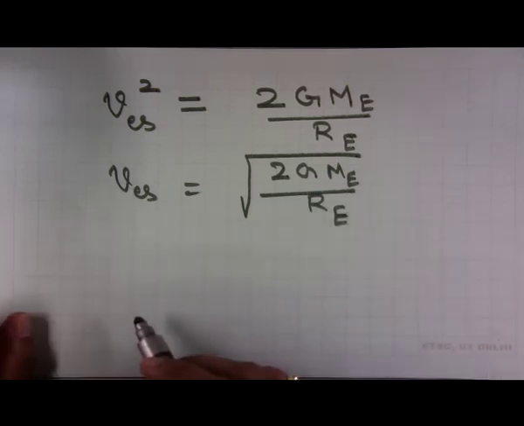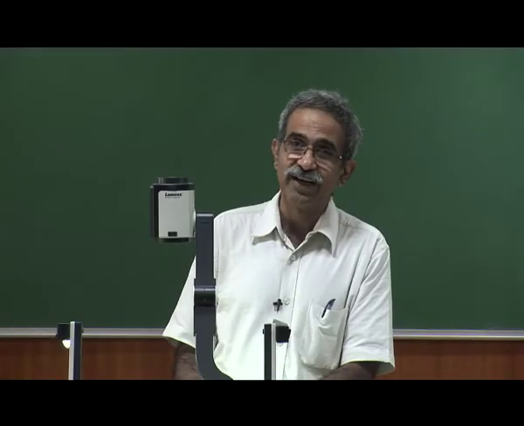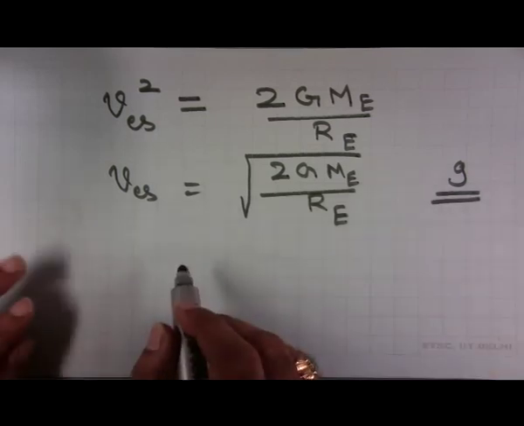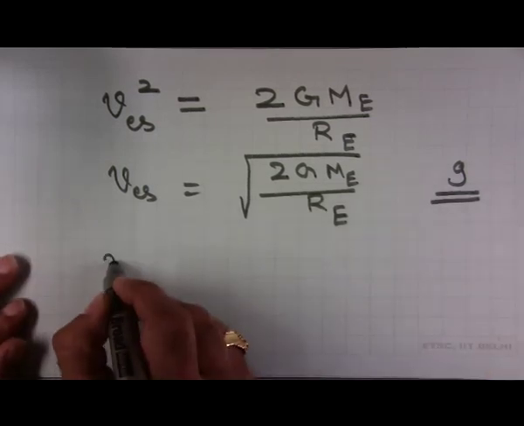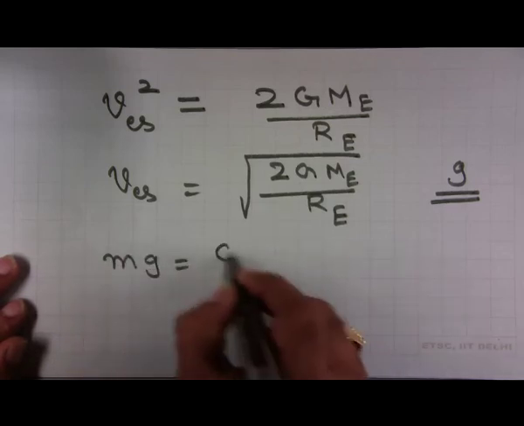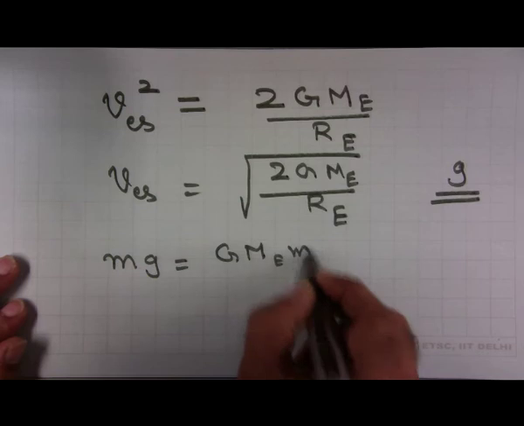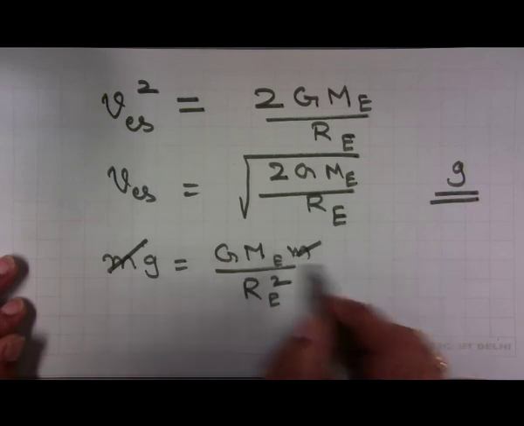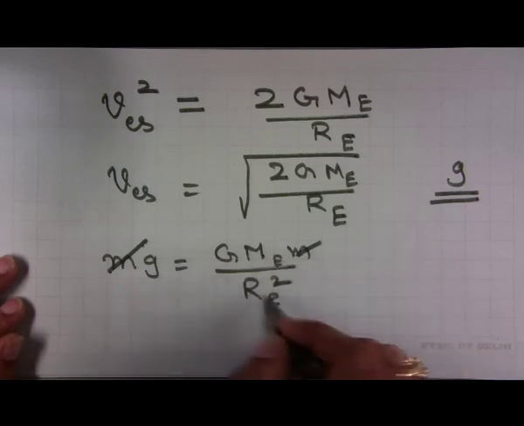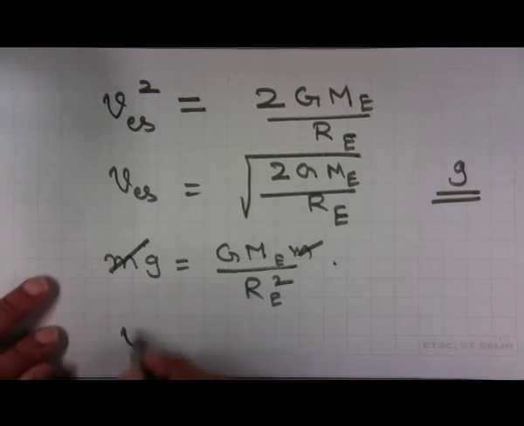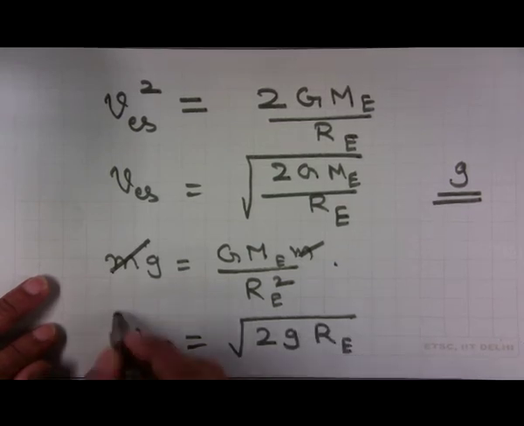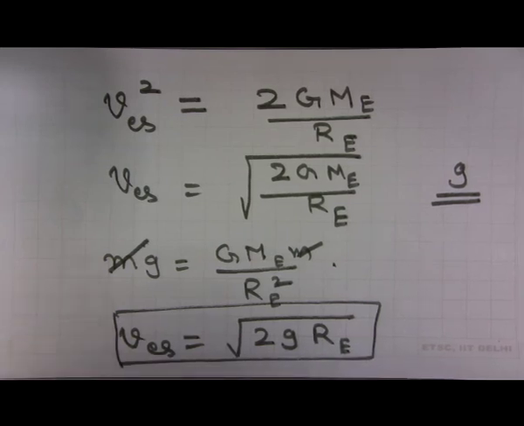It is more convenient to express this expression, like in your textbooks, in terms of a quantity that you are all familiar with, and that is g, acceleration due to gravity. So how do we get that? You write mg is equal to G Me m by Re squared. So m cancels. So G Me by Re is Re into g. Therefore, V escape is equal to root 2 g Re. This is my escape velocity.